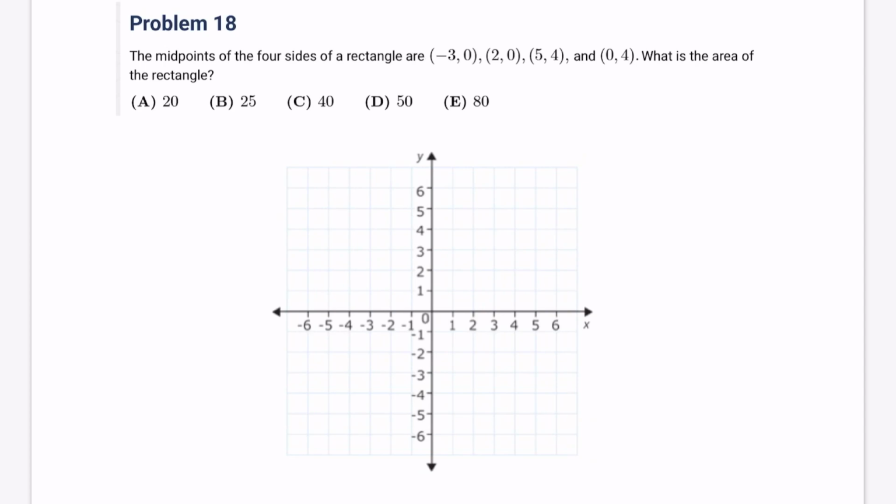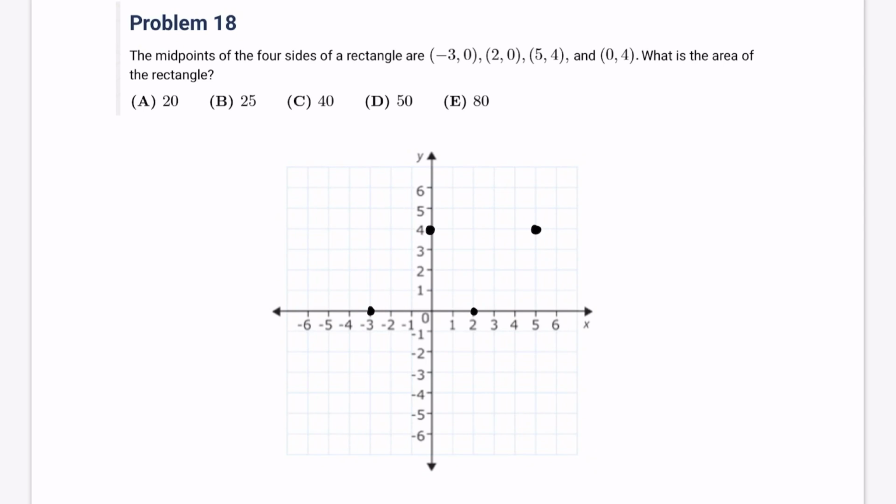Problem 18. The midpoints of the four sides of a rectangle are (-3, 0), (2, 0), (5, 4), and (0, 4). What is the area of the rectangle? First, we can plot these coordinates on a grid to get a general idea of what's going on in the problem. So (-3, 0) is here, (2, 0) is here, (5, 4) is up here, and (0, 4) is here.